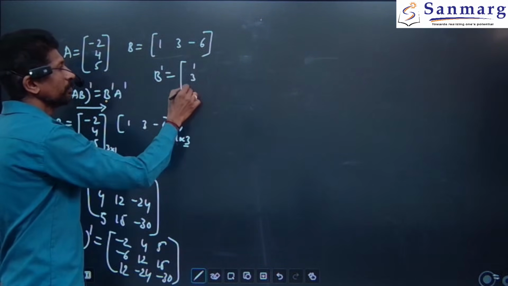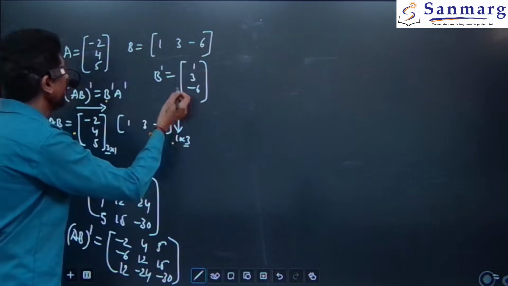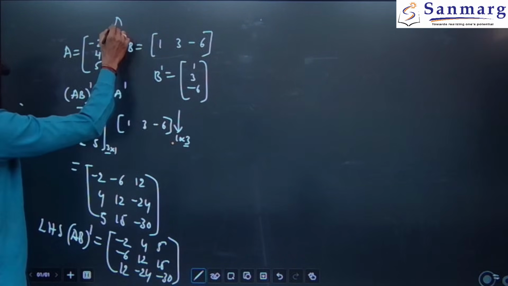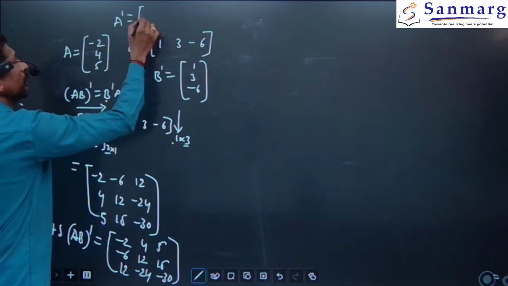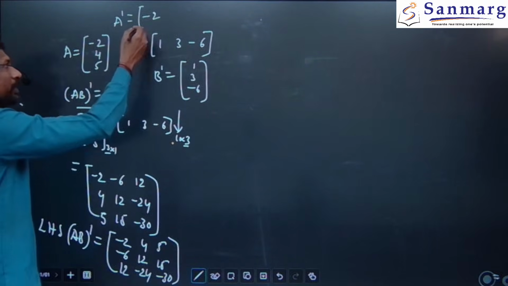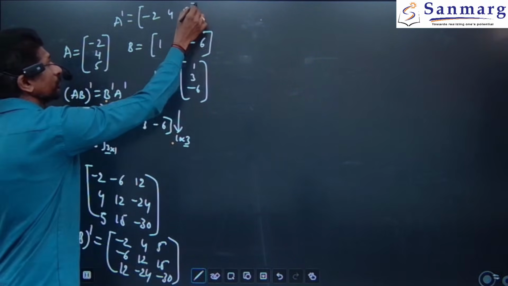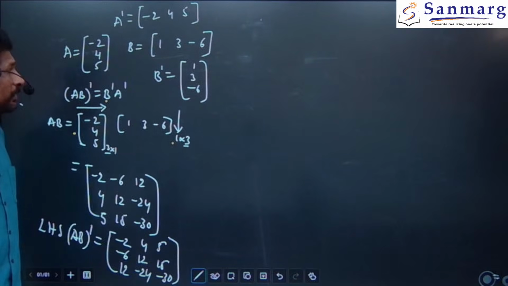Automatically that becomes my first column. And here the A dash they are given, A dash becomes what? A one column matrix they are given, automatically a row matrix comes. Minus 2, 4, 5 is the A dash.